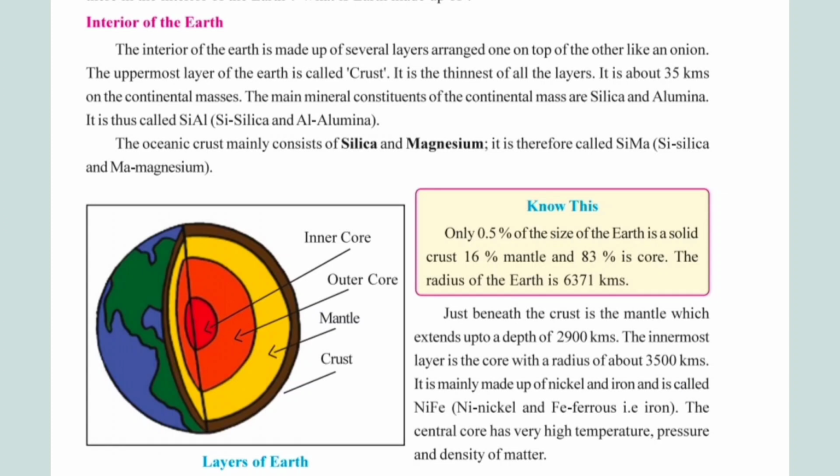As I said, the crust is the outermost layer. The outermost layer that is visible on the earth's surface, which includes mountains, plateaus and plains, is known as the crust. Now this crust can be of two types. I can classify them as one is continental, or the landmasses, and the other is oceanic.